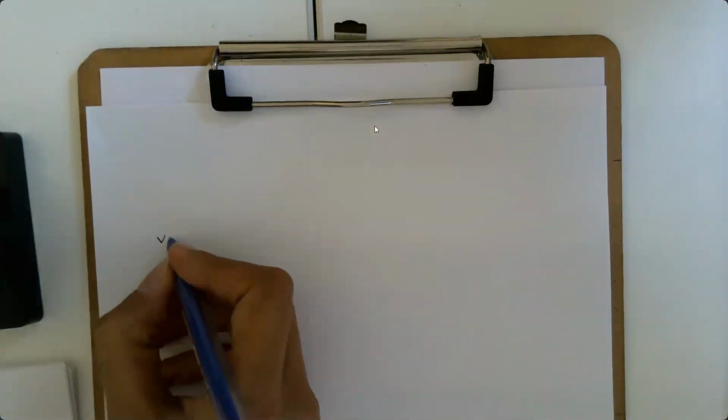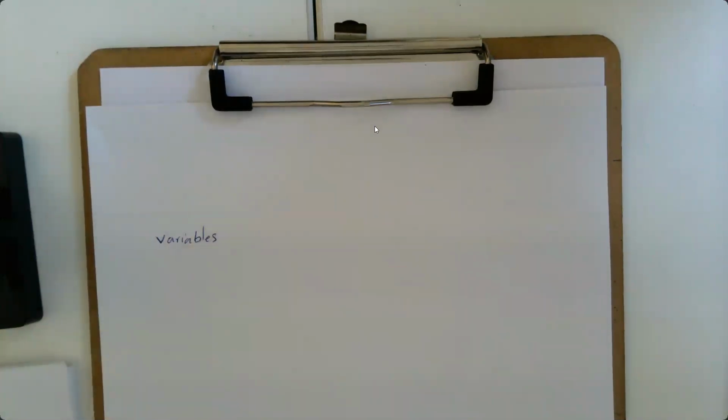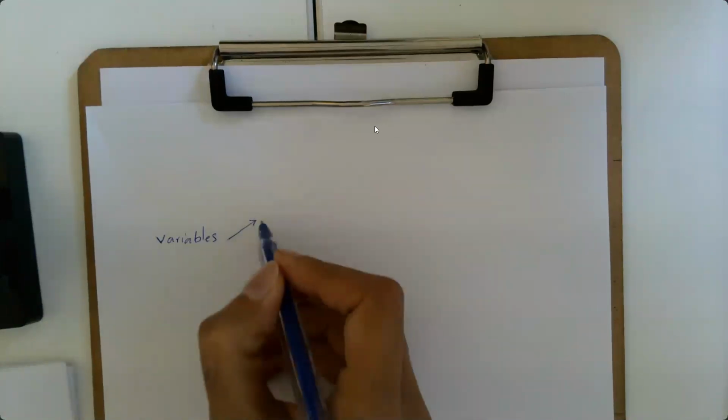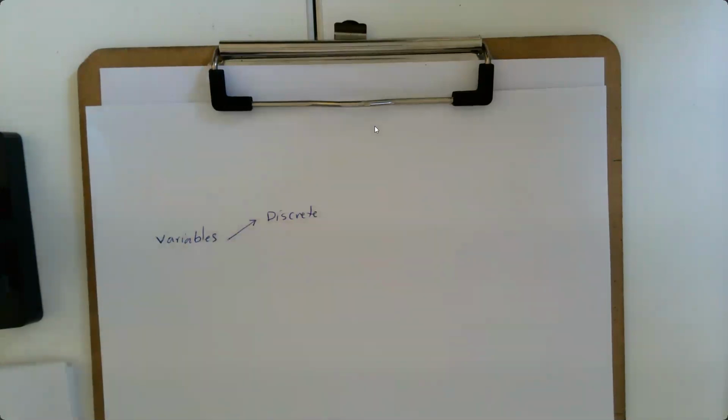So what we learned so far? We started talking about different types of variables. We said that a variable can be discrete. What's the meaning of a discrete variable? It means that it is countable.